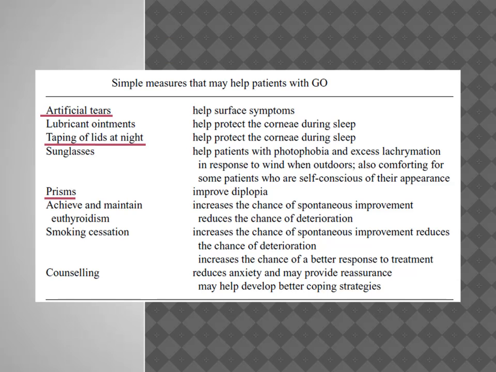First, what are the simple measures that may help the patient with Graves' orbitopathy? The first one is giving artificial eye drops to help surface symptoms. Also, taping of the eyelids at night to protect the cornea during sleep. Giving prisms will help in relieving diplopia.